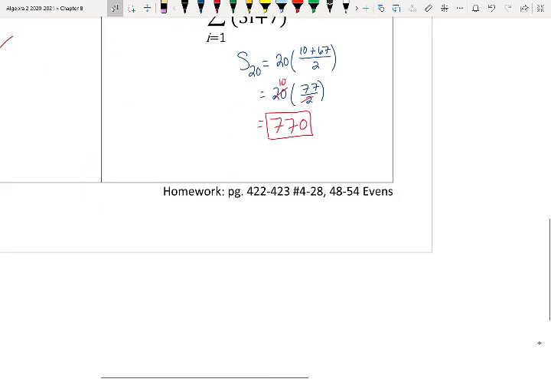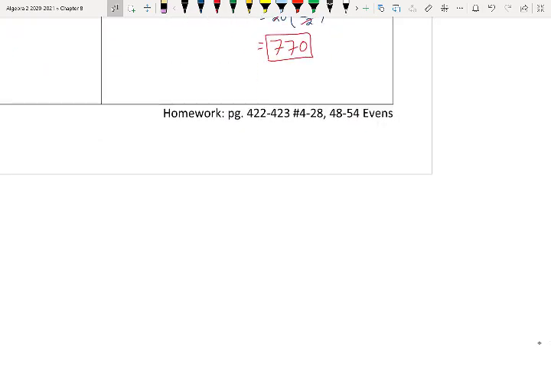All right. Homework is up there on the screen. It is at the bottom of your notes page. It is 422 and 423, 4 through 28, and 48 to 54 evens.